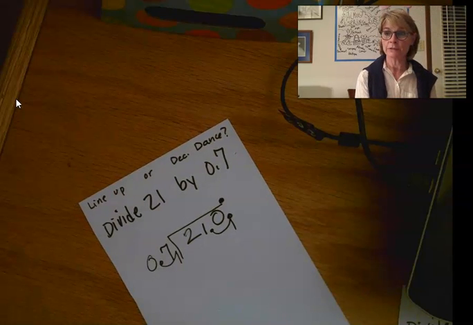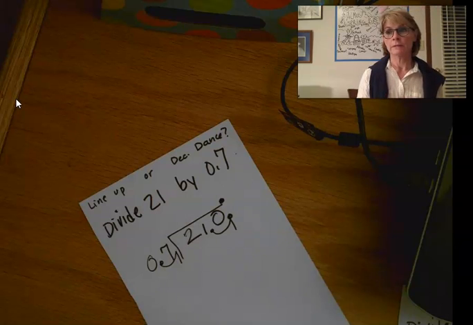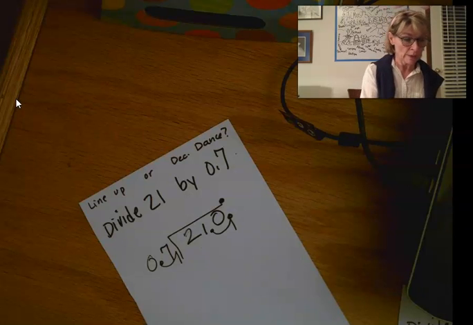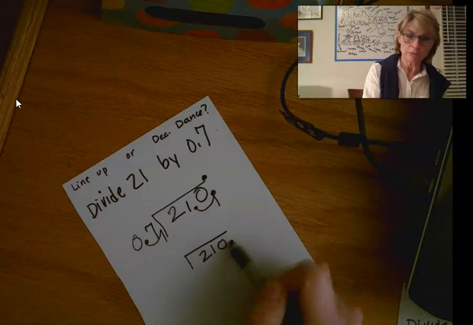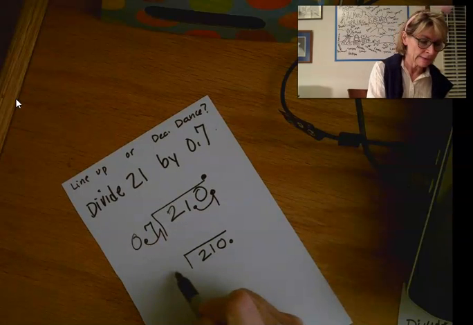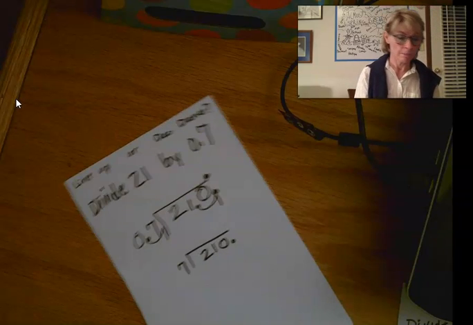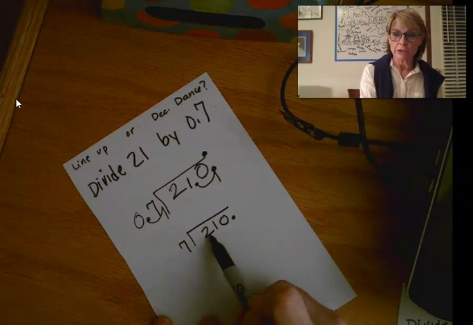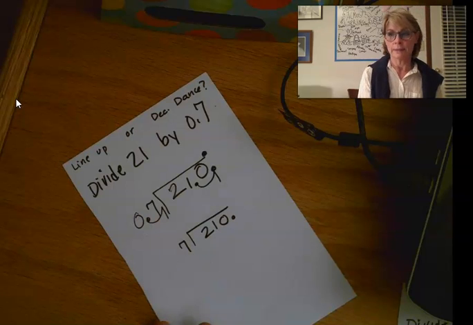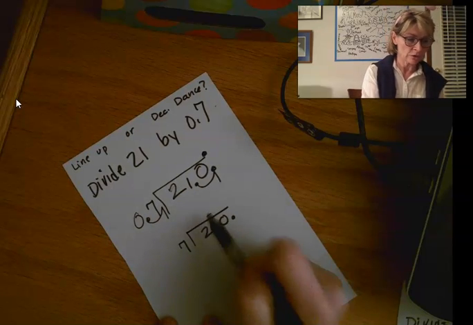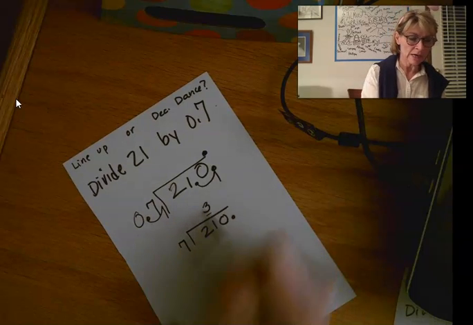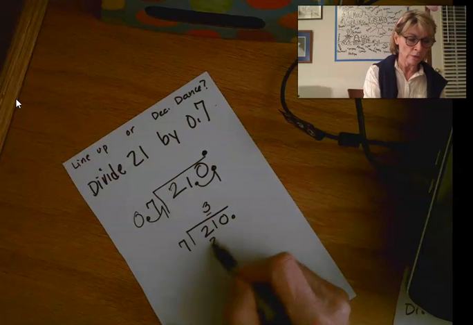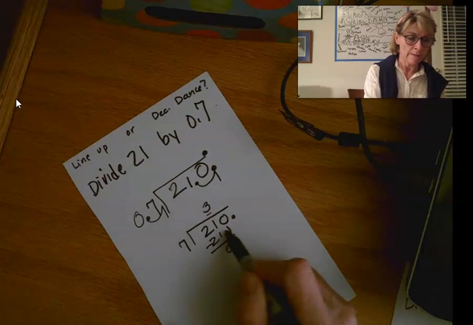All right, now I'm ready to do long division. Now the strategy suggests that you rewrite the problem with those new numbers. So you would rewrite 210 with a decimal point at the end, and 7, or just 07. Will 7 go into 2? No. Will 7 go into 21? Yes, it will. So I know my quotient is going to start over the 1. 7 goes into 21 3 times. 3 times 7 is 21. Subtract. Bring down my 0.